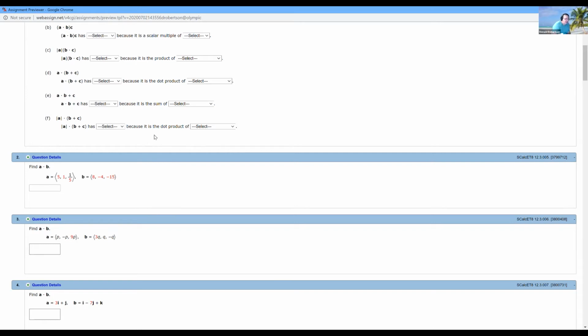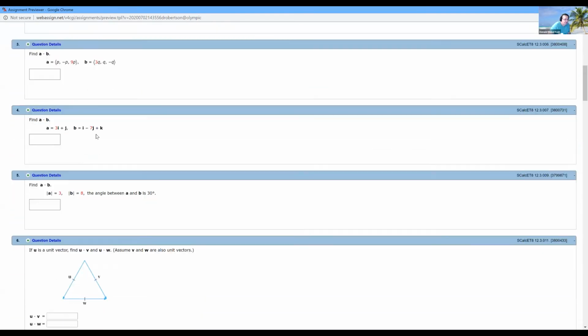What about F, the last one? The magnitude of A is a scalar. And a scalar with a dot product never works, right? You can't do 5 dot product 1, 2, 3, right? A dot product needs a vector, dot, a second vector. So that's what that was about.